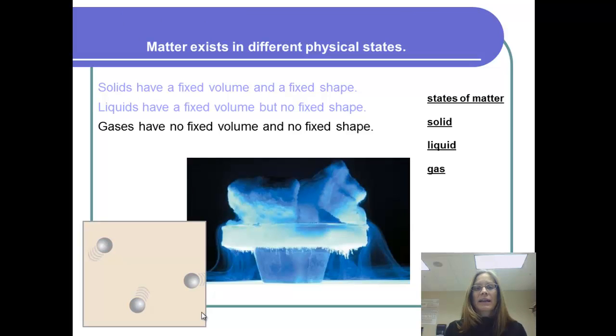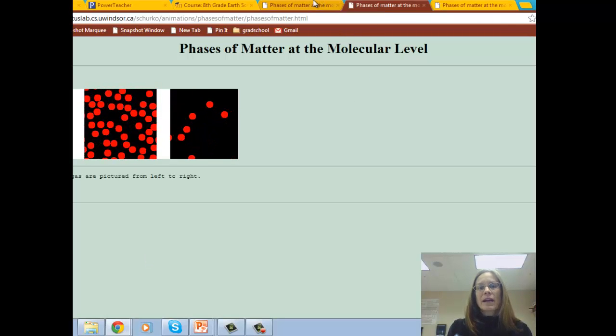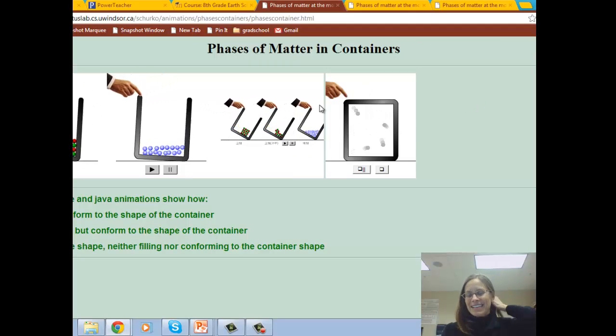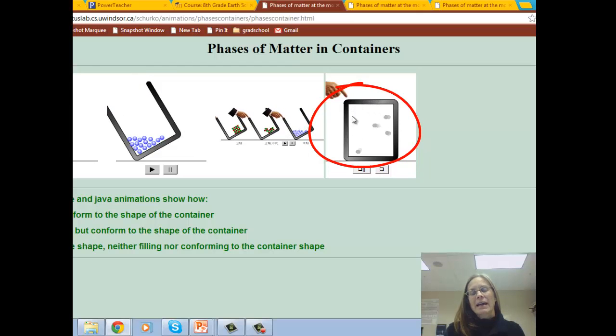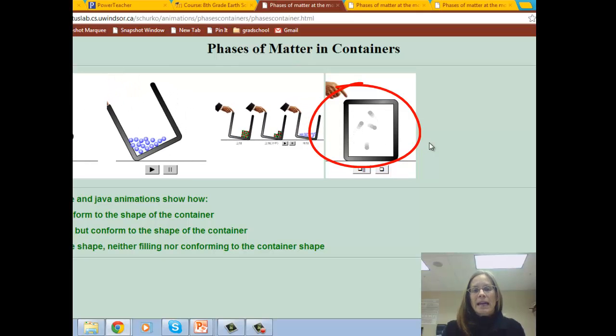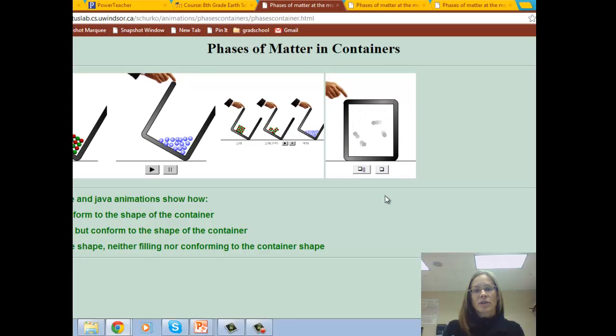With gases, we find that they have no fixed volume and no fixed shape. So what this means is that a gas will take the shape of whatever container it's in, and it will also fill that volume or that space that's available. And if we go back to our animations here, you can see that the gas is in an enclosed container, and that the gases completely fill this space. They completely fill that volume, and they have very little attraction to each other.